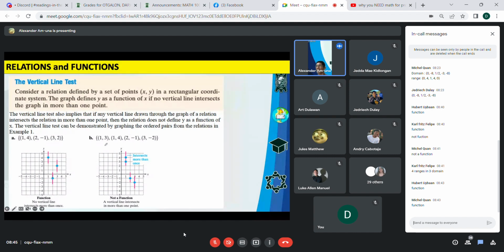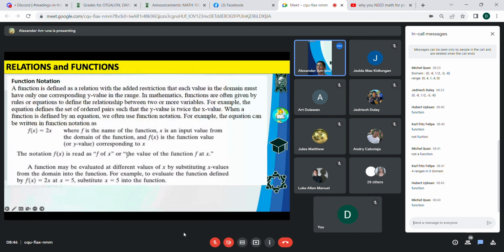However, as you can see in letter B, if you look at the ordered pairs, we have 1 and 3, 1 and 4. So looking at this, we can already tell that this is not a function, right? But if you are going to draw the points, you have here 1 and 3. The other one is 1 and 4. And as you can see, if we draw a vertical line, it will touch the 2 points. So it's not only once, it's twice. In that case, it's not a function.